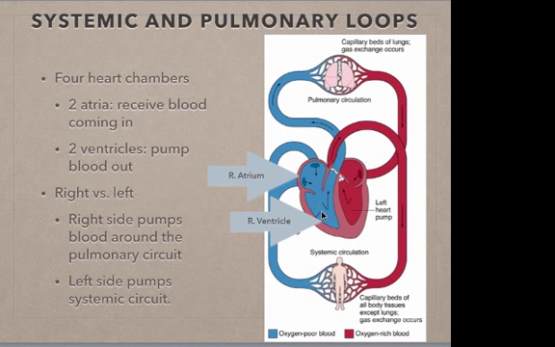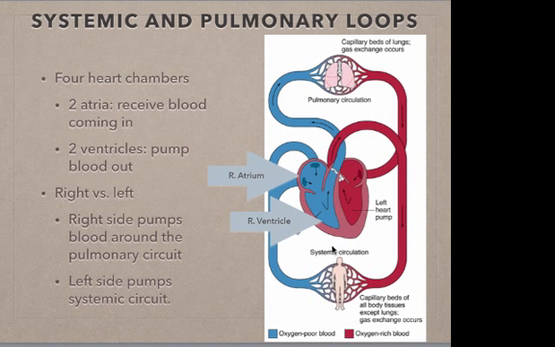And then we have two ventricles as well. So there's the right ventricle here, left ventricle here. The ventricles are the part of the heart that are actually pumping blood. So these are the muscular chambers, and when they contract, they squeeze blood out to the body.